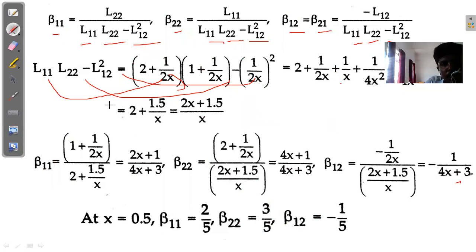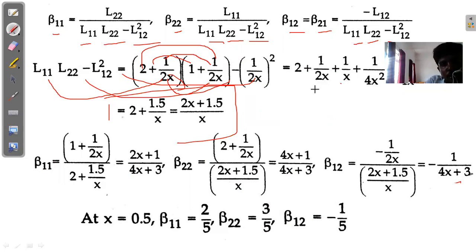Substituting, for the final solution, 2 plus 1 by 2x plus 1 by x. Here 2 into 2, 1 by 2 into 1 by 4x, and also 2 into 1 by 2x equals 2 divided by 1 by x plus 1 by 2, and 1 by 2x into 1 by 2x equals 1 by 4x.